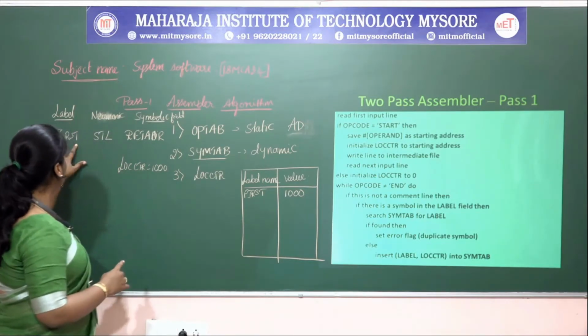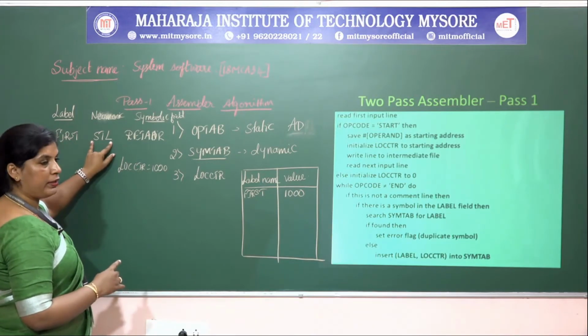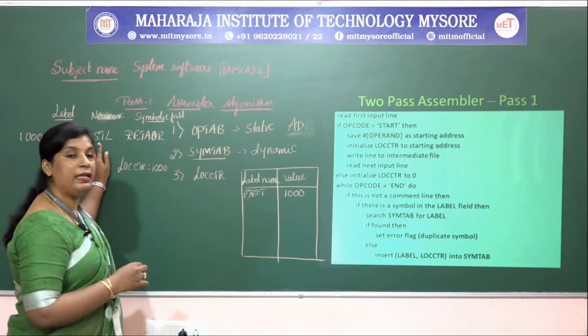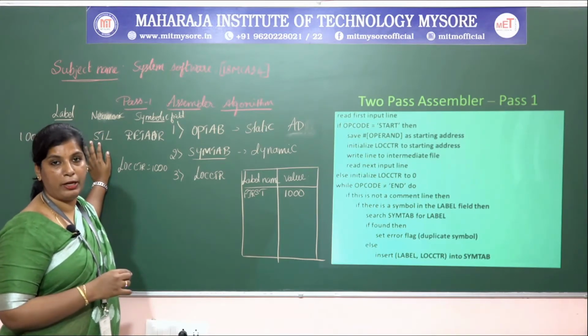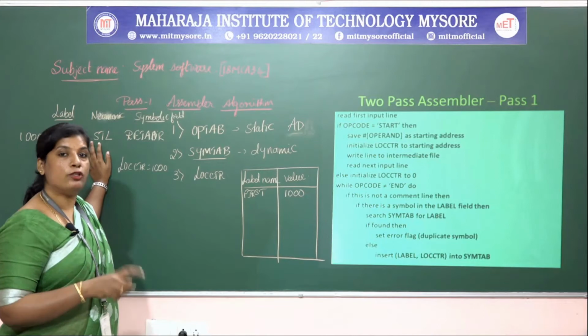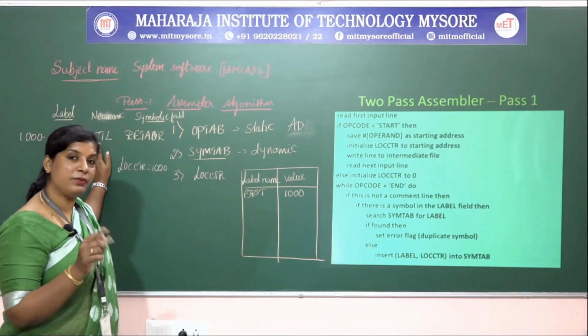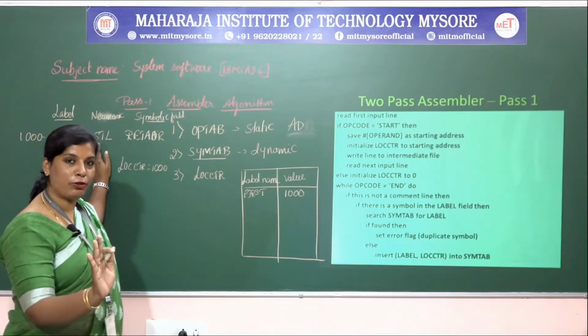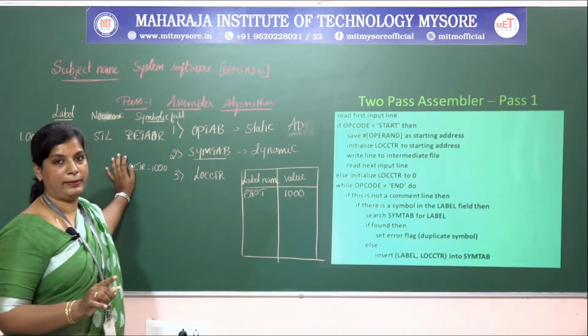After finishing that, what is the next field? It is the mnemonic field. It is going to search for that mnemonic value. It takes that STL and searches for it in the opcode table. If it is there in the opcode table, it means it is valid. It won't do anything else, it just processes whether it is valid or not.